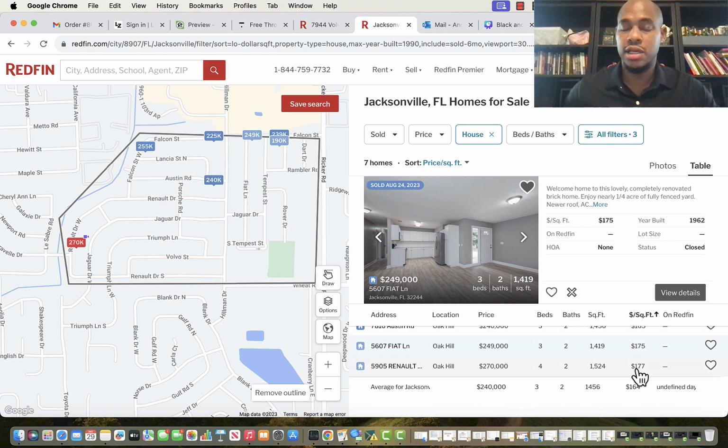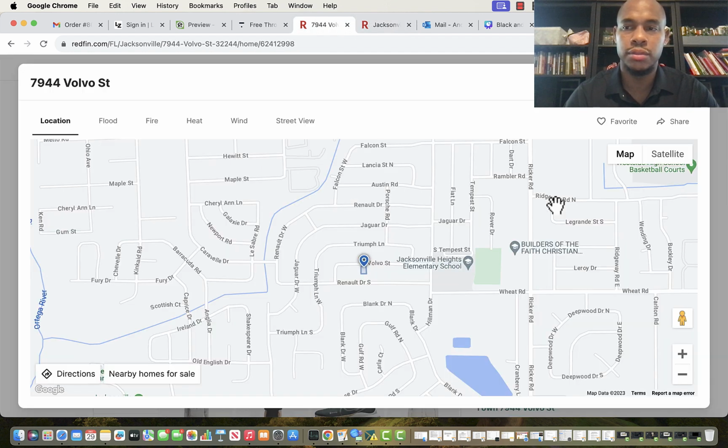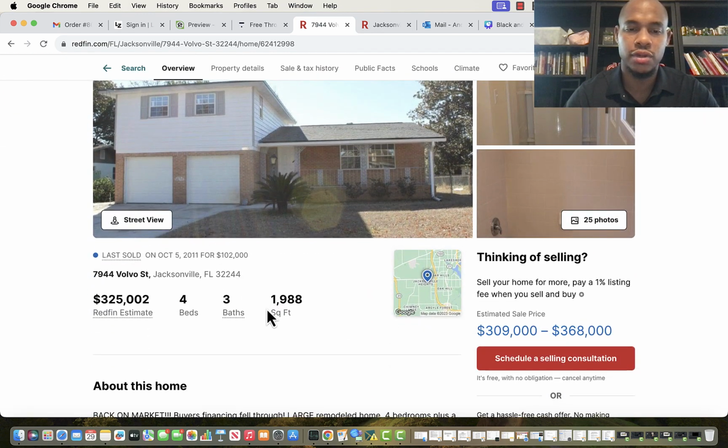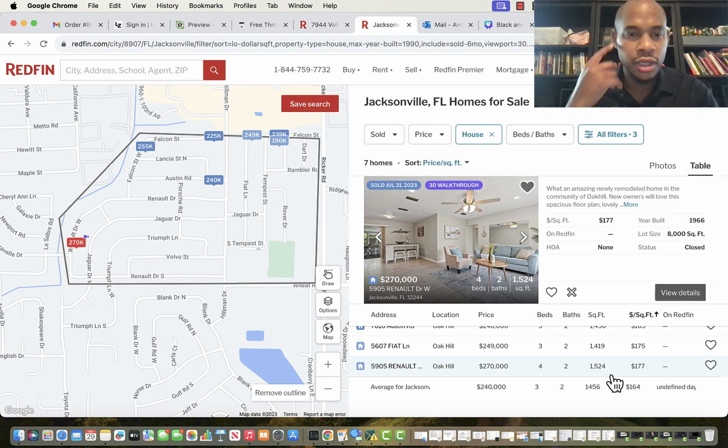So common sense, or what we've learned so far, is okay, we found the price per square foot of the highest renovated house in that area. What's the issue here? The issue is this house is only 1,500 square feet. Our subject home is 1,900 square feet, 1988. So those are not comps, right? Those are not comps. So now we have to figure out how do we find a comp for that very large house? I can't comp this at 177.